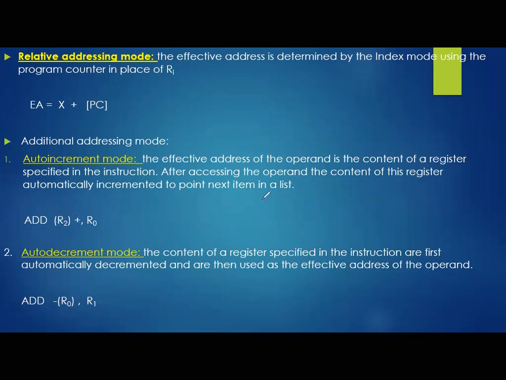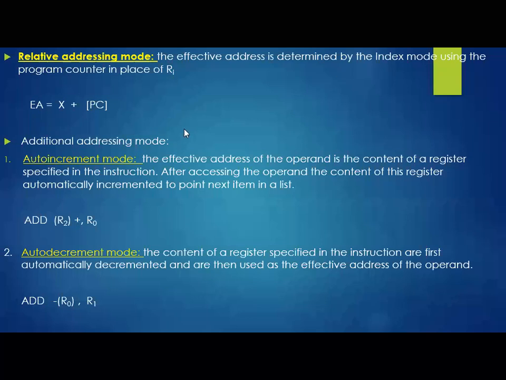Students, this is the addressing mode topic. We discussed first register addressing mode, second direct or absolute addressing mode, indirect addressing mode, then immediate addressing mode, index addressing mode, then relative addressing mode, then auto increment and auto decrement. The main 6 addressing modes we have, and 2 additional addressing modes. Okay students, this is it for now.